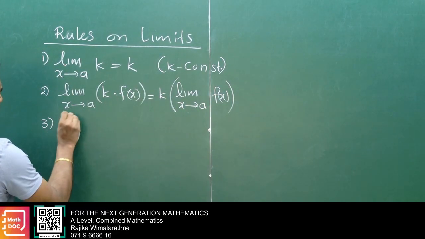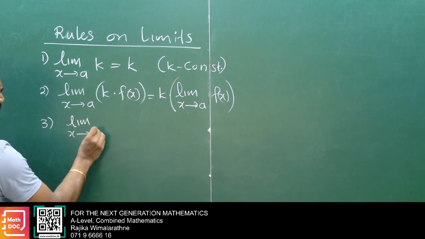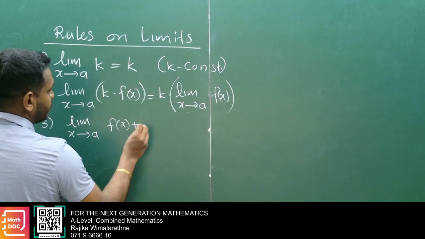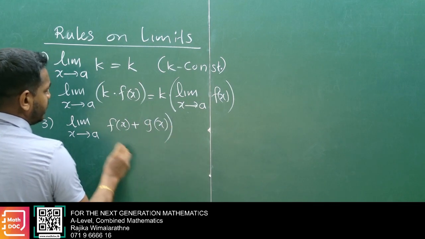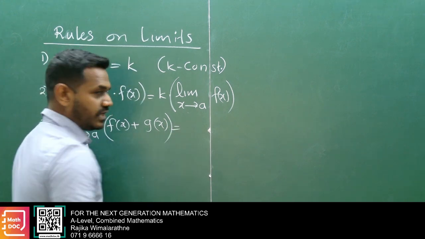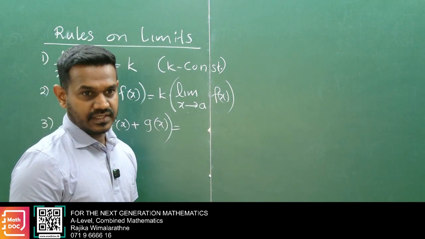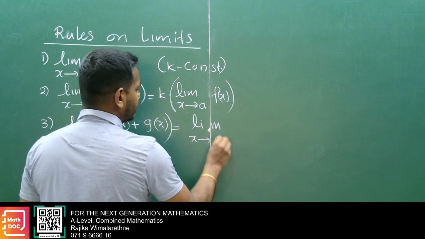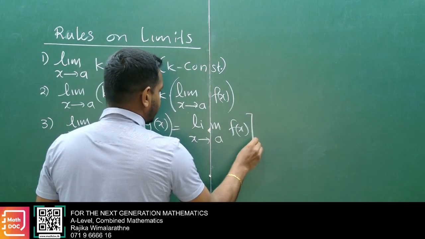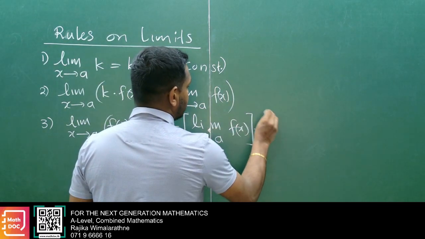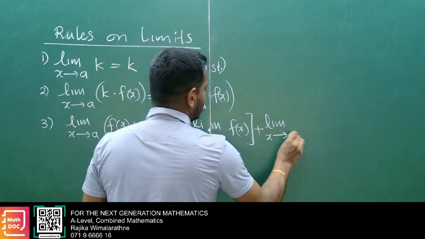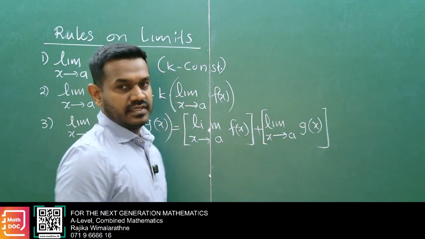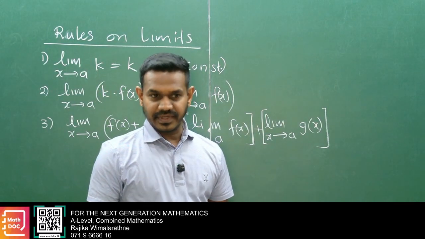Third, limit x goes to a. If you have two functions which are separated by addition, that can be 2 or more functions, then you can separate limits like a bracket. Limit x arrow a f(x), put bracket, plus limit x arrow a g(x). Likewise, you can separate for each function. Okay? For each function, you can separate limit.